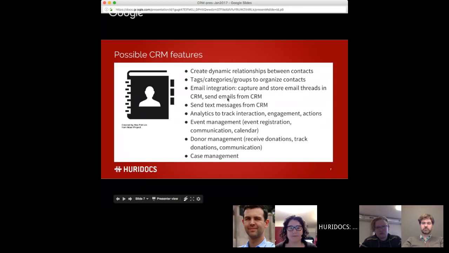There are a lot of features that could come with the CRM, but here are a few of the key ones that we look for within human rights organizations. The ability to create dynamic relationships between contacts. You can tag and categorize contacts. A lot of times there's email integration so that you can store your emails that are attached to contacts and also send emails from your CRM. Some of them will allow you to send text messages. Some have analytics. Managing events is super handy. Managing your donor contacts, and then case management. That could be legal cases or psychosocial cases, depending on the kind of work that you do.